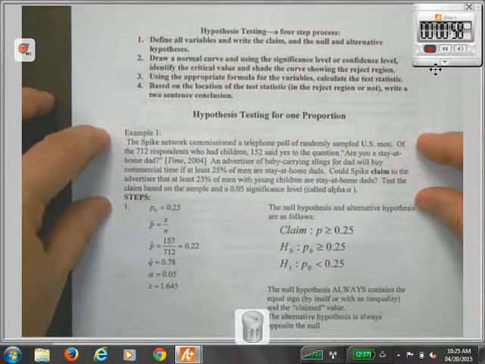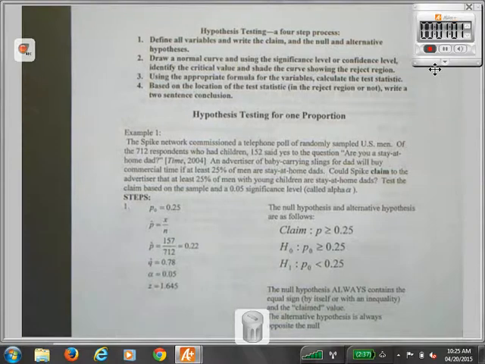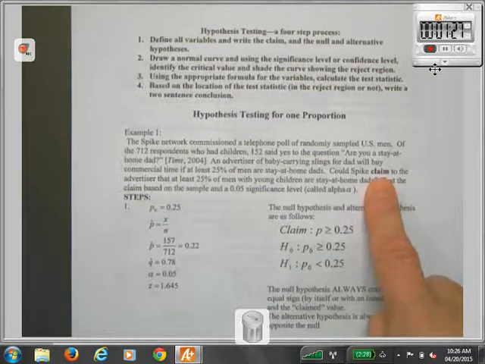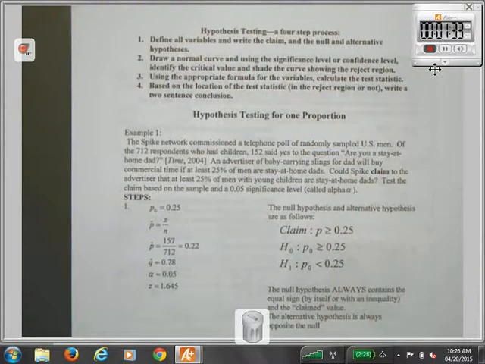Okay, so the Spike Network commissioned a telephone poll of randomly sampled U.S. men. Of the 712 respondents who had children, 152 said yes to the question, "Are you a stay-at-home dad?" Okay, an advertiser of baby-carrying slings for dad will buy commercial time if at least 25% of men are stay-at-home dads. Okay. Could Spike claim, and I've highlighted that word claim because that's important to your success here, is that you can identify a claim.